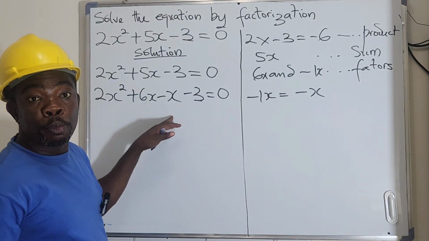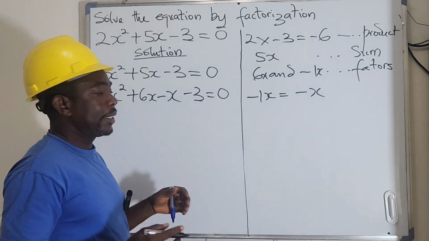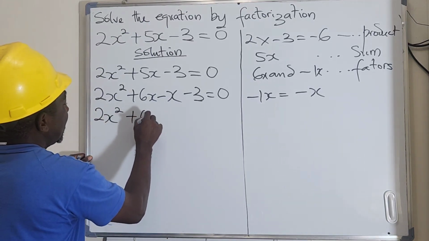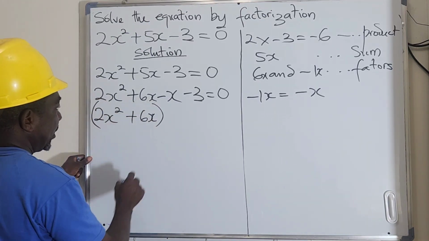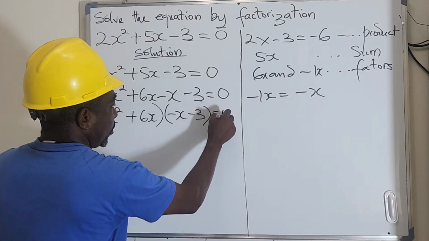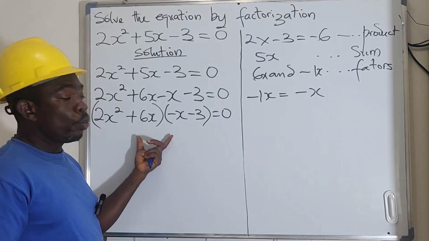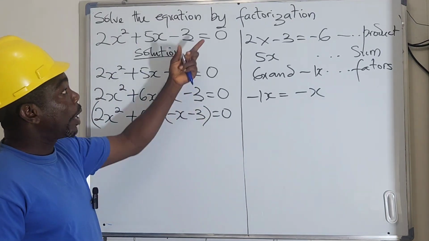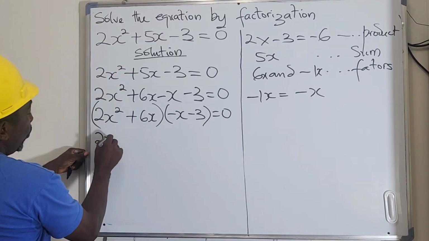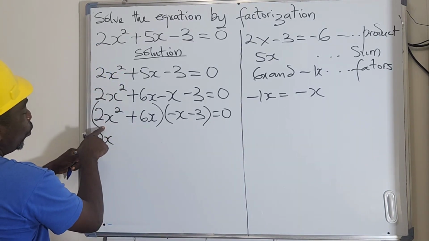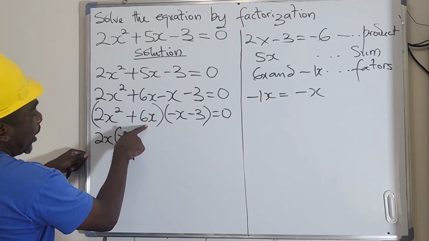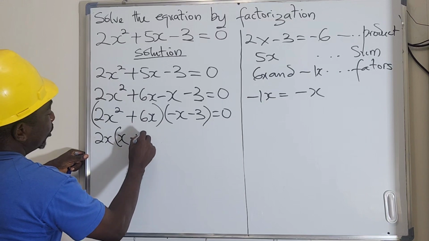So here we have to group it into two parentheses. So this will become 2x raised to the power of 2 plus 6x. This is the first parenthesis. Then minus x minus 3, the second parenthesis, equals 0. So as we group this, we need to factor it out because we are using the factorization method. To factor this out, we will have 2x as the factor of this. So 2x will go into here, we have x. And 2x will go into here, we have plus 3.